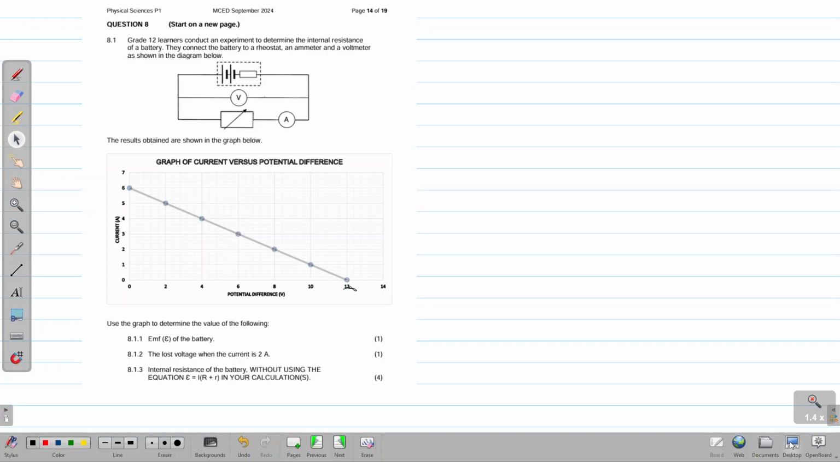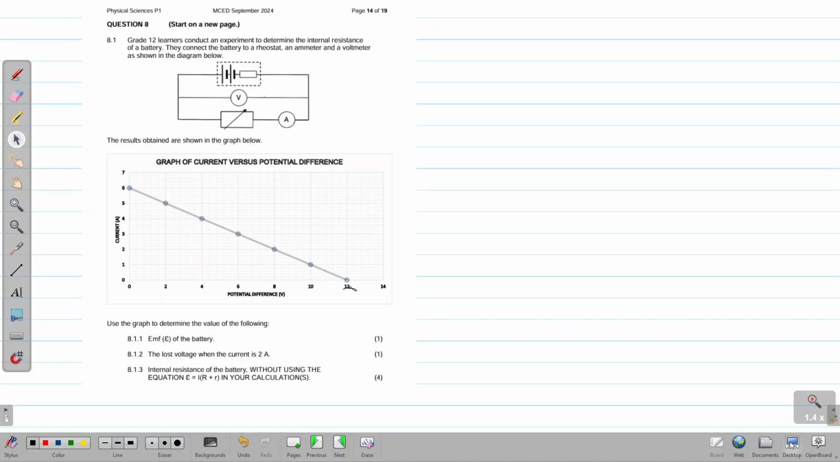The first one is another question 8 from the Metro Central Education District, September 2024. Grade 12 learners conduct an experiment to determine the internal resistance of the battery. They connected the battery to a rheostat, ammeter, and a voltmeter, and then they graphed their results. The only difference compared to the previous questions I've done is that here on the y-axis we have current, and on the x-axis we have voltage.